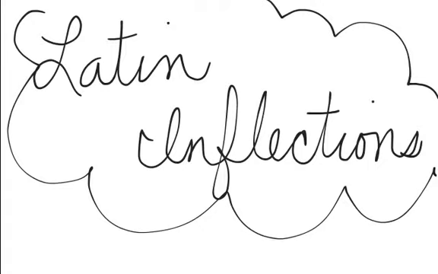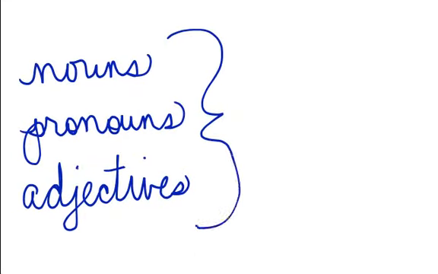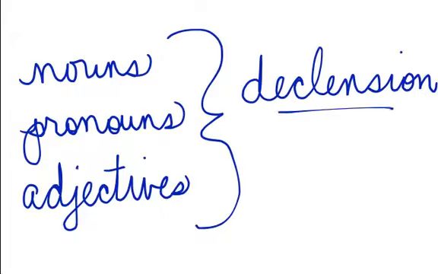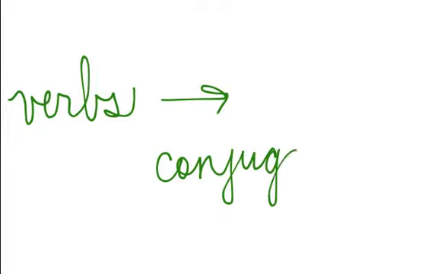Alright, so now that you're all caught up on inflections in English, or if you're not all caught up, your mind is blown and you're like, oh my god, English has inflections or endings too. Let's look at how they work in Latin. In the first category, we have nouns, pronouns, and adjectives. In the second category, we have verbs. Nouns, pronouns, and adjectives all use a category of inflection called declension. Verbs use a category of inflection called conjugation.